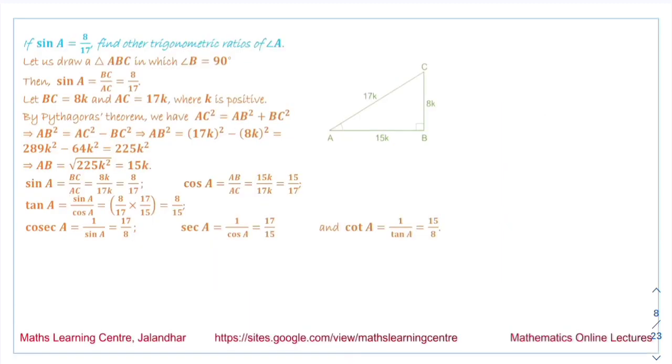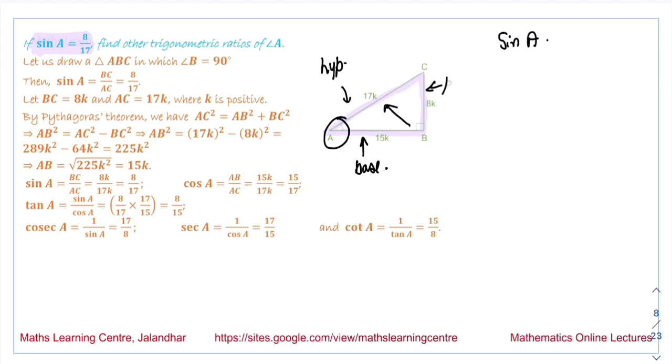First is, if sine A is equal to 8 by 17, we have to find the other trigonometric ratios of angle A. Suppose we have the triangle ABC. Sine A is equal to 8 by 17, which is given to us. Sine A is this angle over here. It means this is the base, this is the hypotenuse, because the angle at B is 90 degrees, and this is the perpendicular.